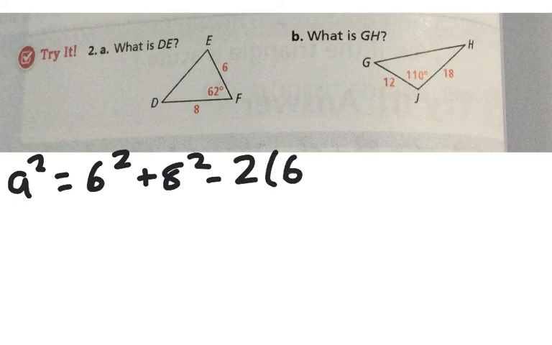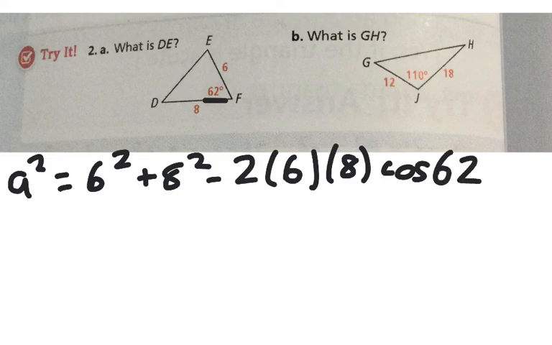On the decimal for the radical, do we want to put the first number? So, let me show you what I want here. It'd be 2 times 6 times 8 times cosine of the angle. And in this problem, my angle is 62 degrees. But that's the setup.